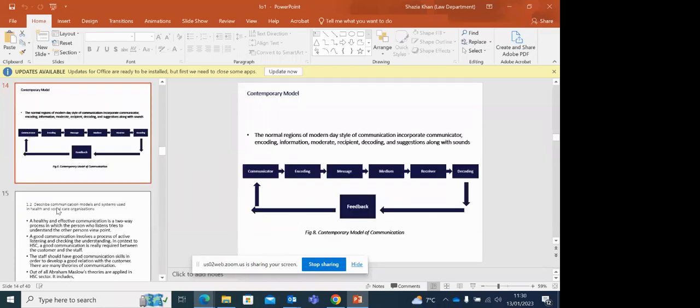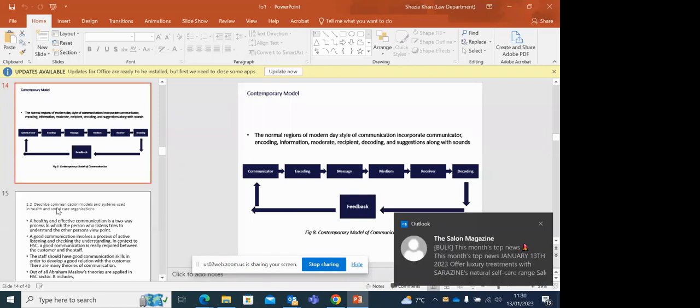The next one is the contemporary model, and this is the normal regions of modern day style of communication, incorporating communicator, encoding, information, medium, recipient, decoding, and suggestion along with sounds. So the communicator, the encoding, message, medium, receiver, decoding, and then finally the feedback is given.